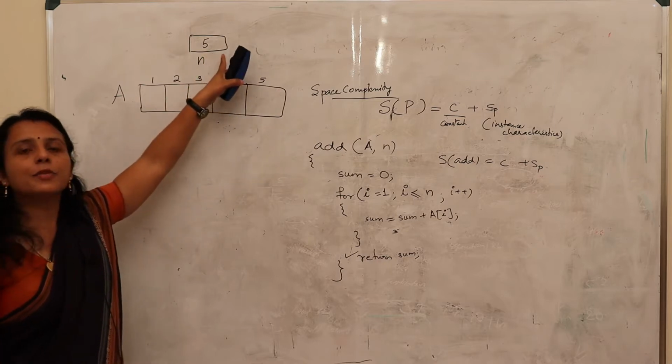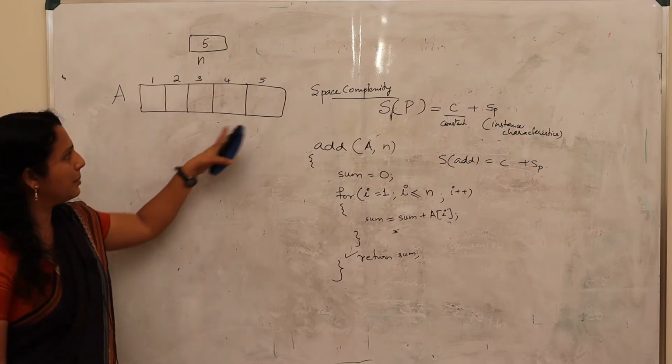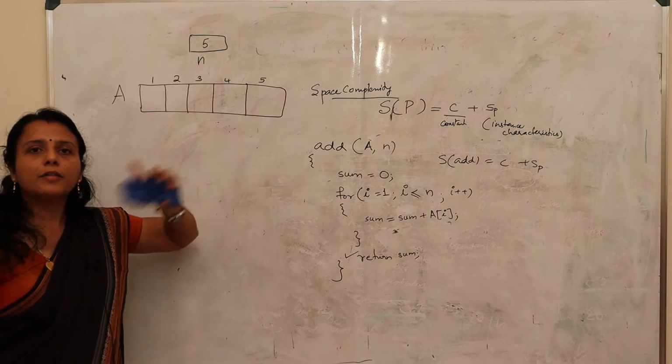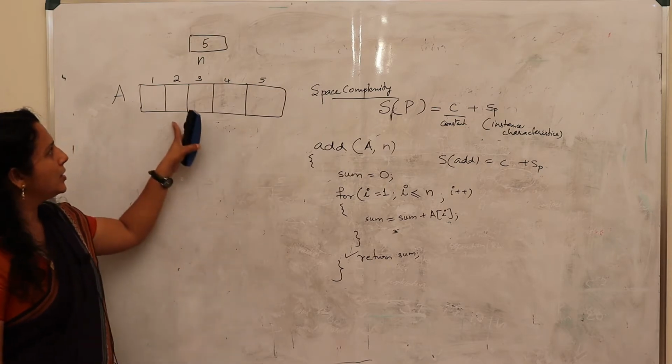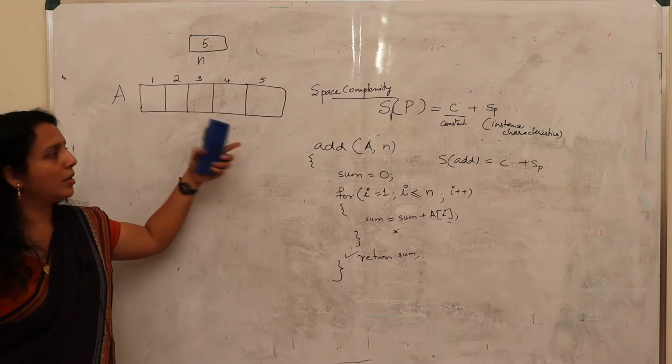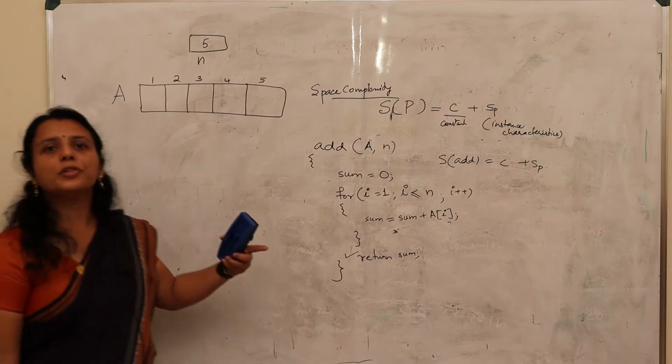Suppose the user has provided 10, so how many memory cells will be there in your array? There will be 10 memory cells. You have to understand that. This occurs by default, naturally and internally, and we are not bothering about that.